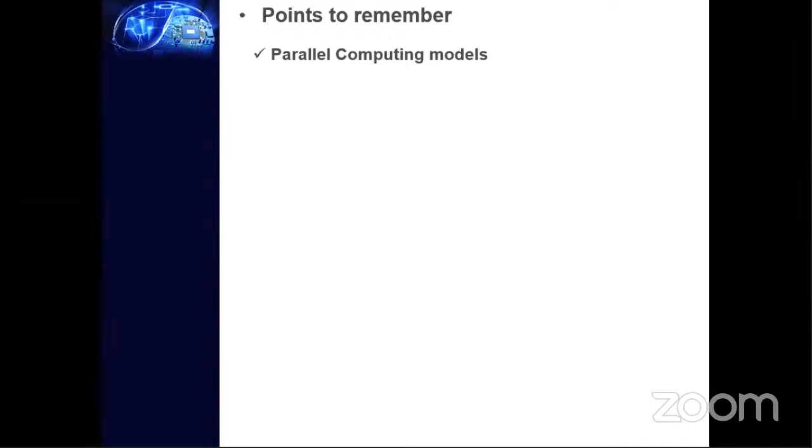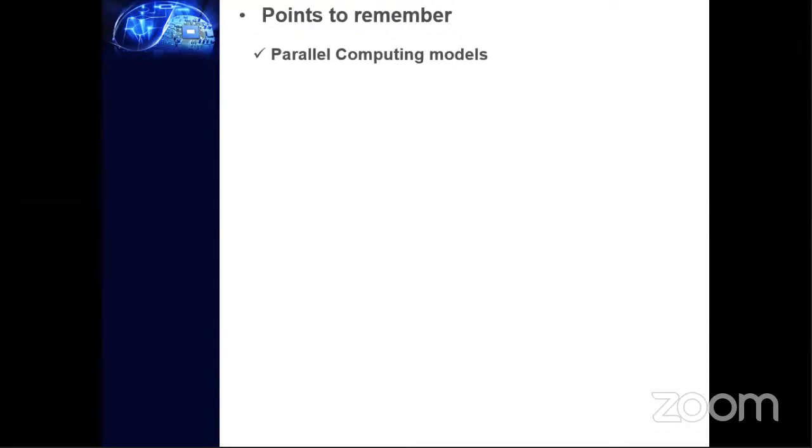Okay. So before we go further, we have to remember some points, that means what we have covered so far, because we completed a major topic, Flynn's classifications of computers. So now I am listing out the points that we have seen so far in our last classes. First, we discussed the parallel computing model.